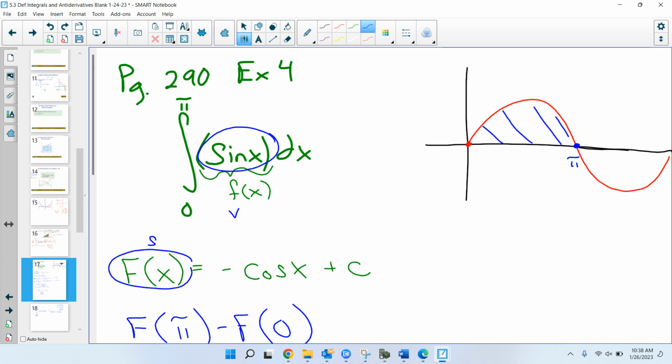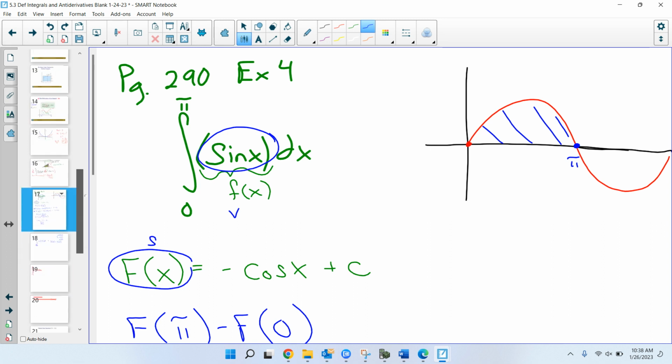I mean, could you imagine discovering that for the first time? Like, crazy function. How do you find the area? Oh, let's approximate. Let's do 1,000 rectangles. No, like antiderivative. Plug in this number, subtract. Done. Let's do another one.